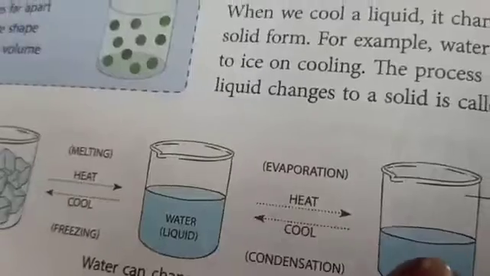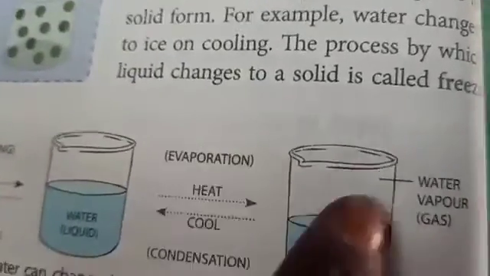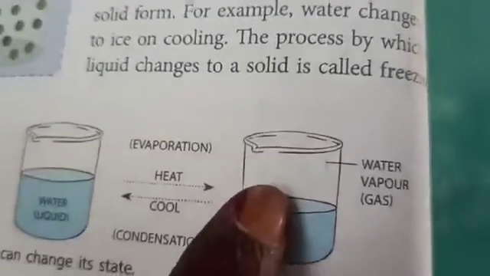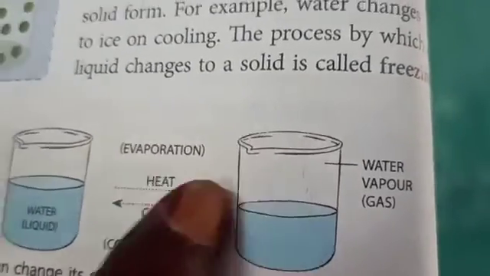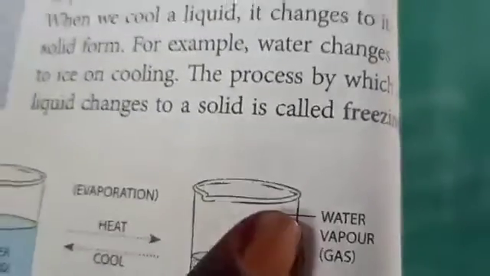We have evaporated this water. We kept it on the gas. So what happened? Water vapors are coming outside. You have seen here in the picture the evaporation. So this is the evaporation. After melting, evaporation is liquid to gas.